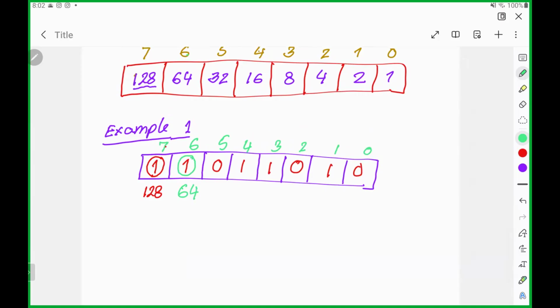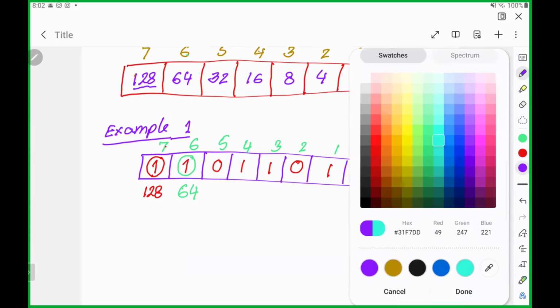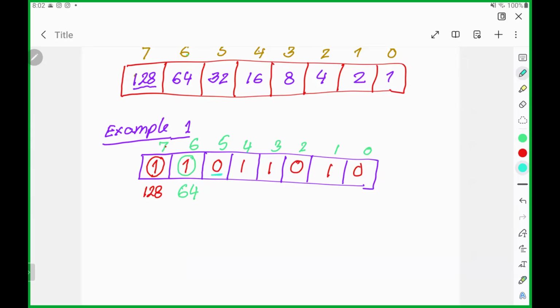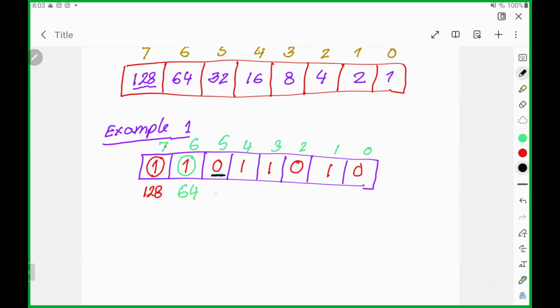I don't need to worry about the 0, we'll just ignore it. I don't need to consider anything for this one. Then I have, again in red color, a 1 in the 4th bit. This 4th one is 16, so I write 16 here.